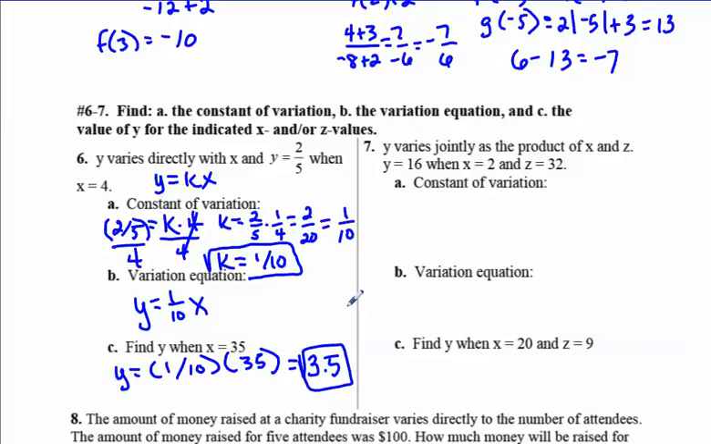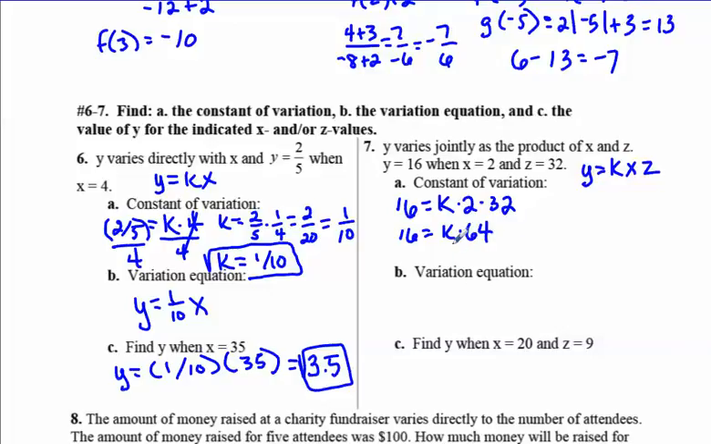Okay. In problem 7, y varies jointly as the product of x and z. Varies jointly is a lot like direct variation, but you have more variables. So you have y equals k, x, z. You're still going to try to find the k value, so we're going to substitute in 16 for the y. I don't know the k. I know the x is 2, and the z is 32. So first I multiply 2 times 32, and I get 16 equals k times 64.